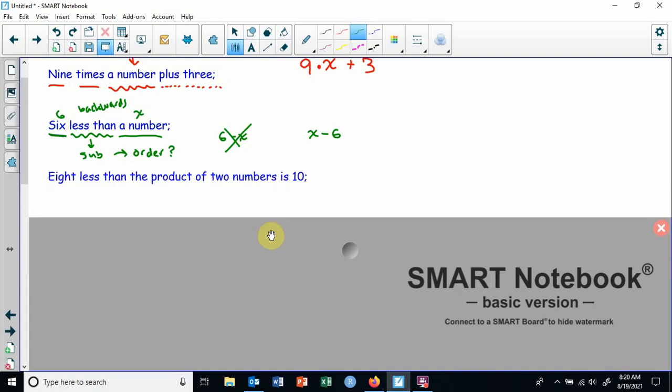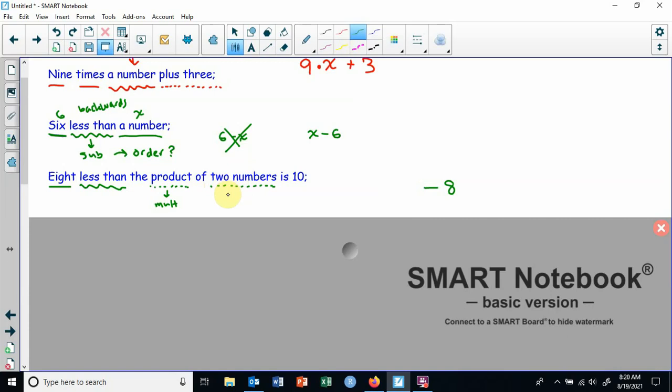So let's just grow this a little more. So 8 less than. Remember what that means. That means it's going to be minus 8. Something minus 8. So what are we somethinging? The product. What does product mean again? That means to multiply, right? So we're going to have some sort of multiplication. So we have minus 8. What is it being minused from? Some sort of multiplication. What 2 things are we multiplying? 2 numbers.